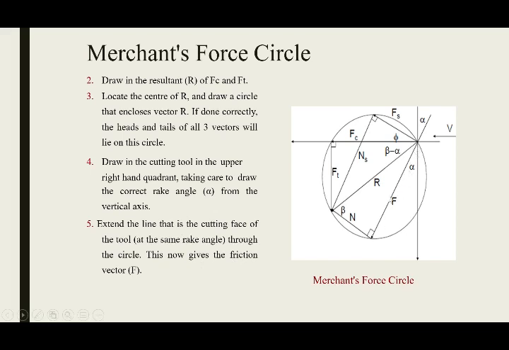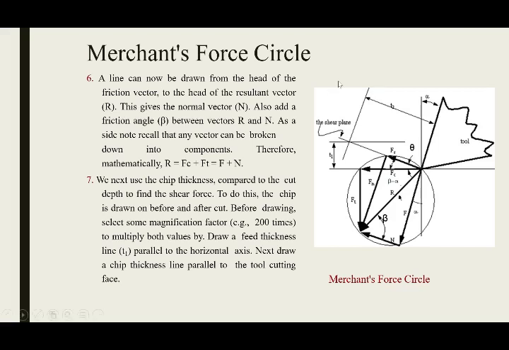That will be the friction vector. Okay, this is the friction vector and normal to this, at 90 degrees, if you draw a line, it will join to this point, and this is the normal to friction. A line can now be drawn from the head of the friction vector to the head of the resultant vector, and this gives the normal vector N. Also add the friction angle beta. This angle beta is the angle between R and N, that is, between the resultant and the normal to friction.